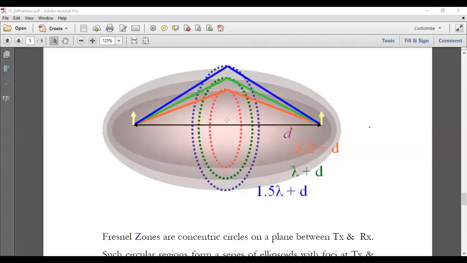If you now keep moving from the middle point towards the transmitter, at another point a little closer to the transmitter instead of the middle point, again you start calculating the circles, the radii for all these Fresnel zones, first, second, third. What do you think? Would the radii be the same as you had at the middle? Intuitively, apply your intuition.